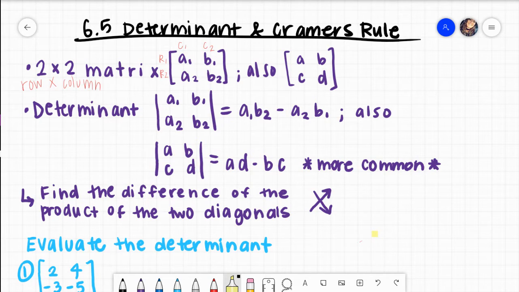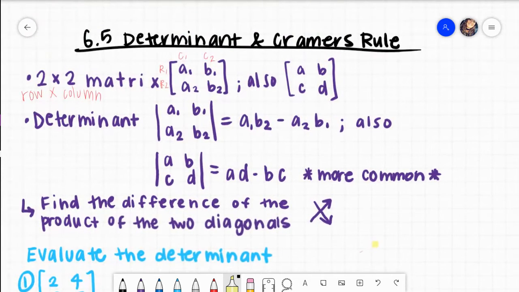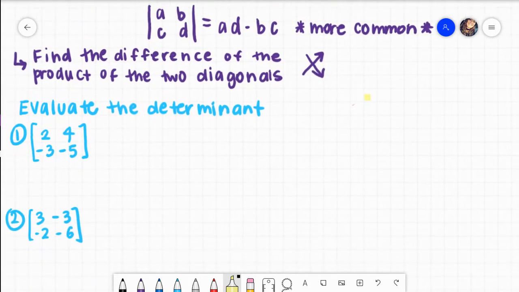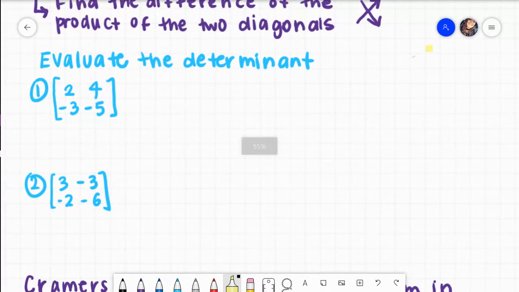Okay, so let's go ahead and simply evaluate the determinant of these two 2 by 2 matrices. Oh, it's matrix when you're speaking of just a single matrix. It's matrices whenever you speak of more than one matrix, okay? So let's evaluate the determinant of these matrices.